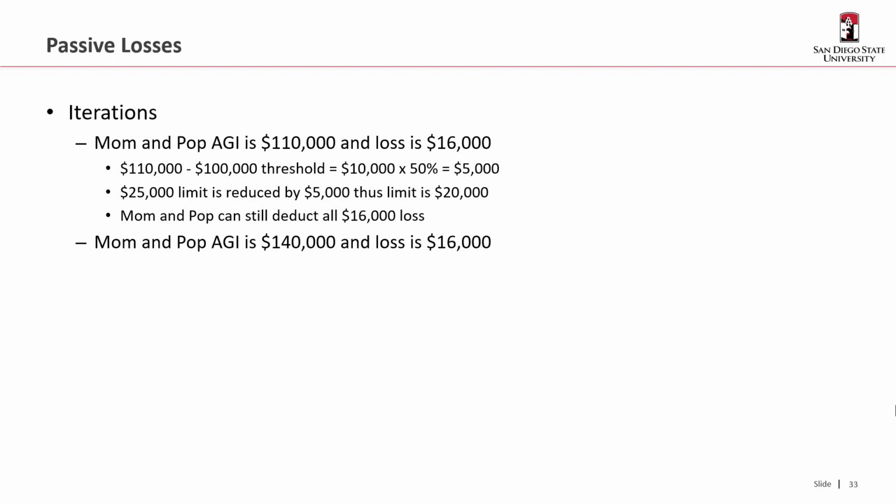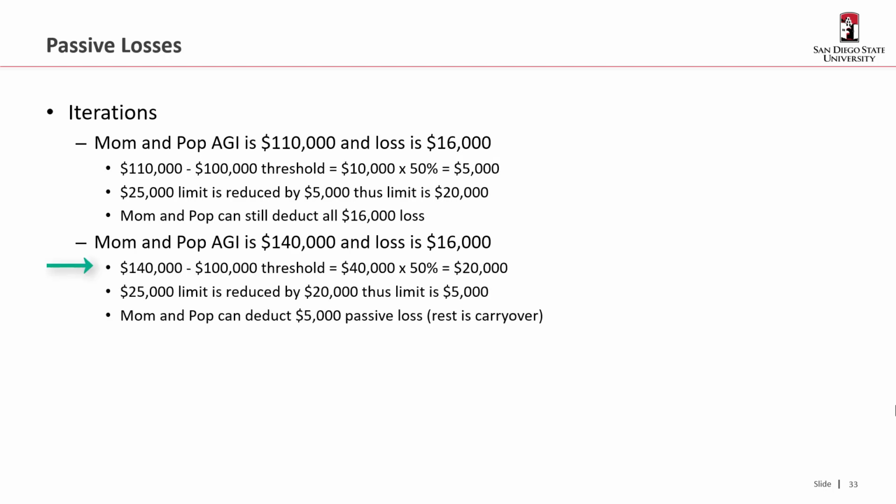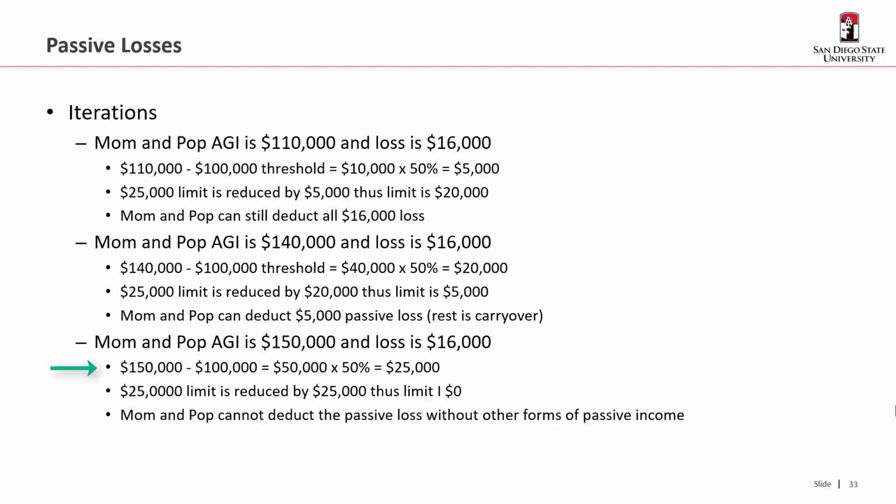What if mom and pop's AGI is $140,000? Well, now they're $40,000 over the threshold. 50% of that is $20,000, so they reduce the $25,000 limit by $20,000, bringing their limit down to $5,000. That means mom and pop could only deduct $5,000 of that passive loss. The remaining $11,000 is going to have to be carried over. If mom and pop's AGI is $150,000, well, now they're $50,000 over. Multiplied by 50% is $25,000. Therefore, they have completely phased out of their ability to use this exception to the passive loss limitation rules.